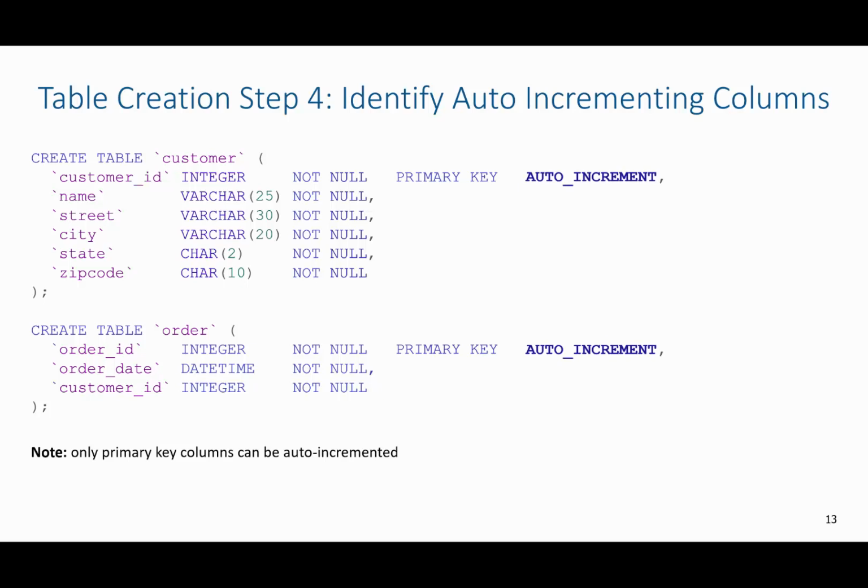Now this only makes sense if the column is a number. If it is not a number, then we cannot auto-increment a column. So for example, net ID in a student table cannot be auto-incremented because it has some letters inside of it. So what this is going to do, if I insert a new customer, the first customer is going to have an ID of 1, the second one's going to have an ID of 2, and so on.